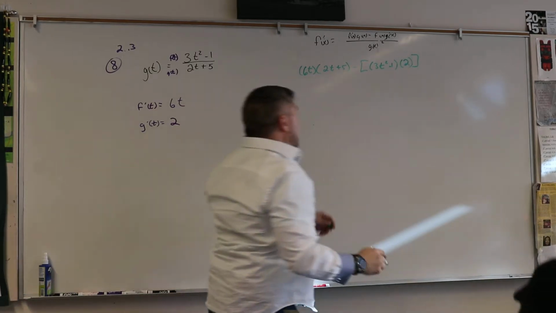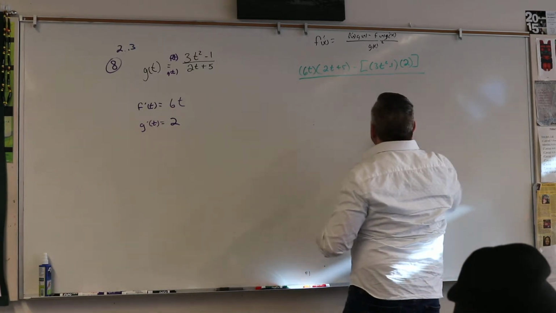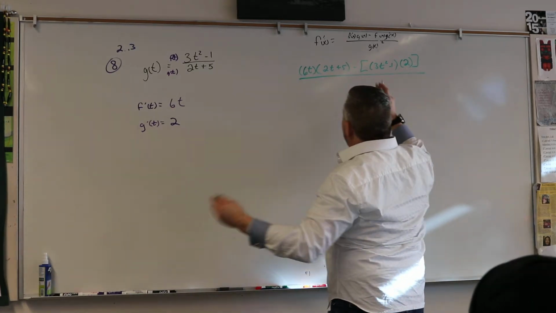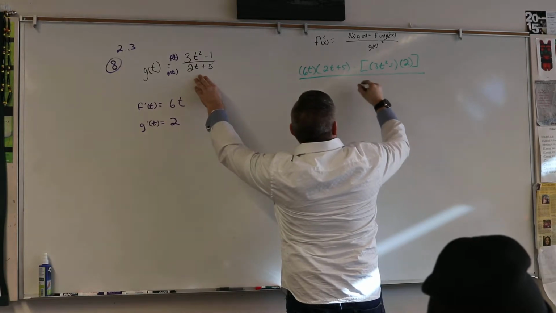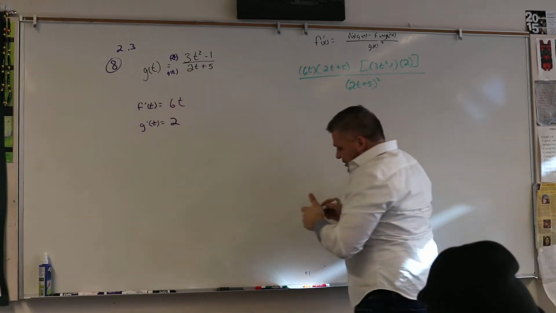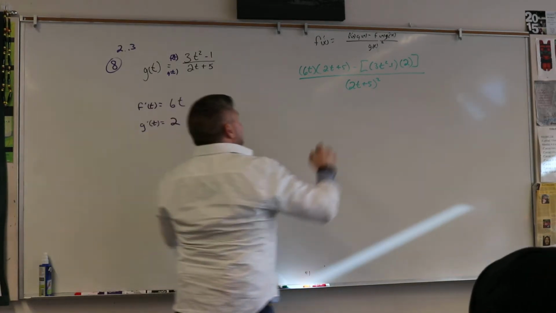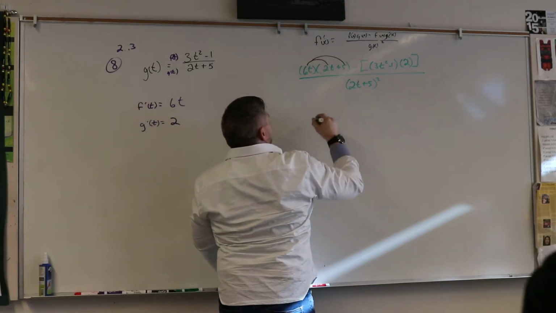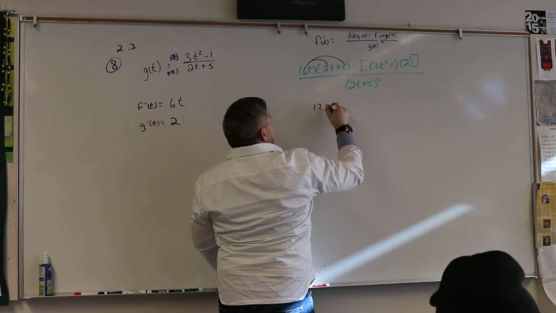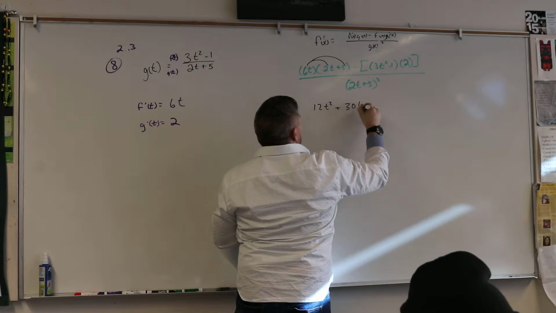Okay? So I think this is where, hopefully, this will make sense to you. And then we do the bottom squared. So that'll take that 2t plus 5 and square it. Alright. So, first things first, everybody on the block gets the paper. We get 12t squared plus 30t.